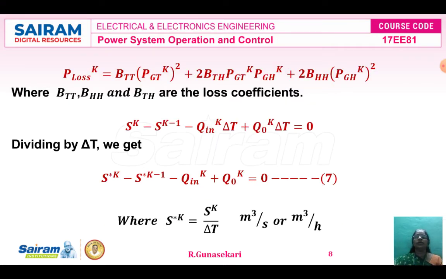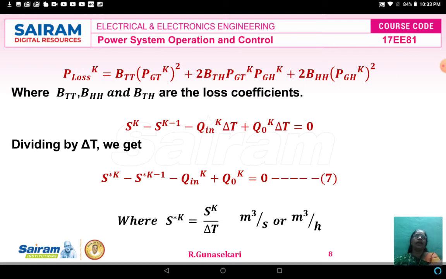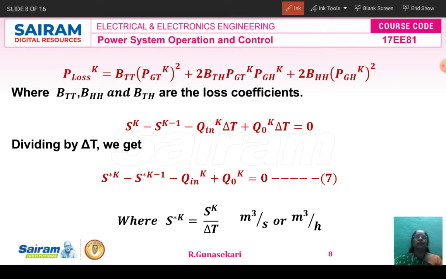Now the equation for P loss of k is equal to B tt into Pgt k, the whole squared, plus 2 B th Pgt k into Pgh k, plus B hh into Pgh k squared. In the equation, B tt, B th and B hh represent the loss coefficients. TT means thermal power plant, HH means hydro, and TH means thermal and hydro.